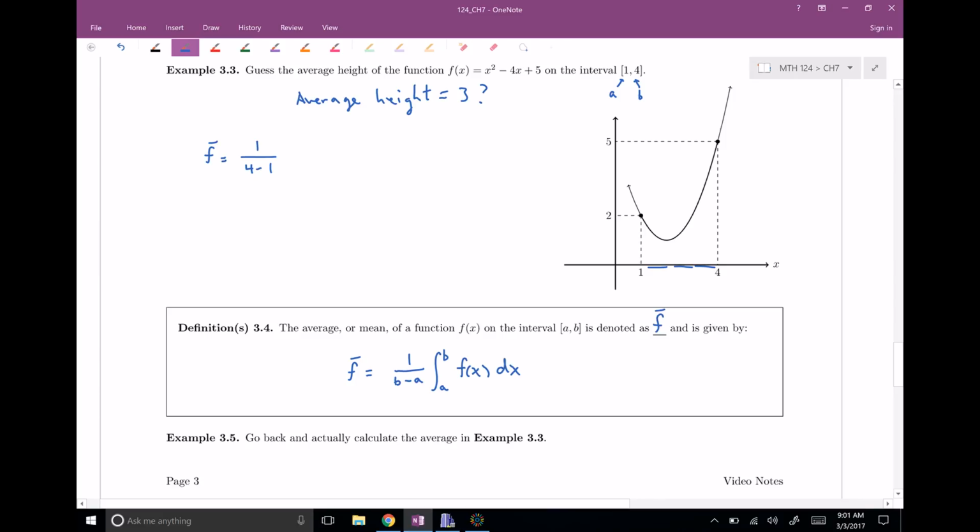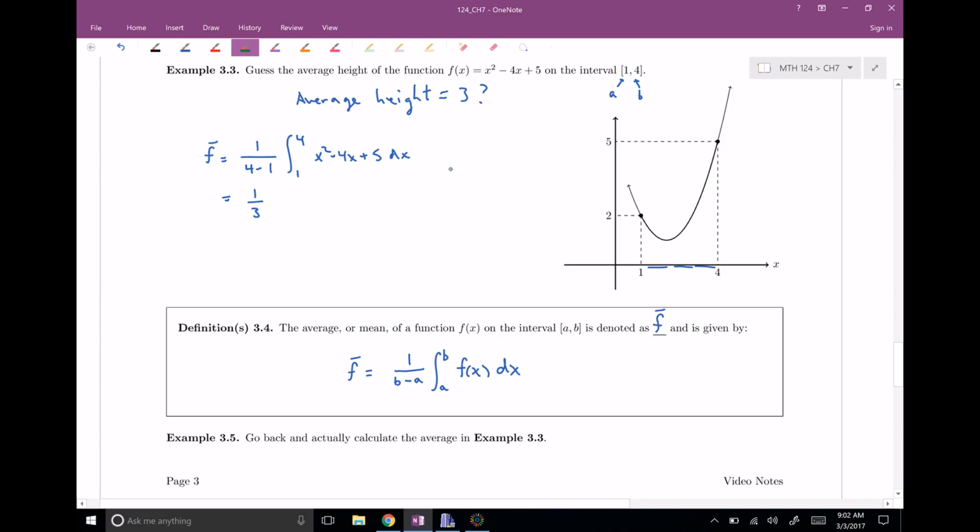Okay, so that's the length of the interval, and now I'm doing the integral here from a to b, so in this case it's 1 to 4, of my function. So x squared minus 4x plus 5 dx. So that's going to be 1/3. And now in order to calculate this out, I'm going to need to figure out an antiderivative, right? I'm going to use the fundamental theorem of calculus here to calculate out this integral.